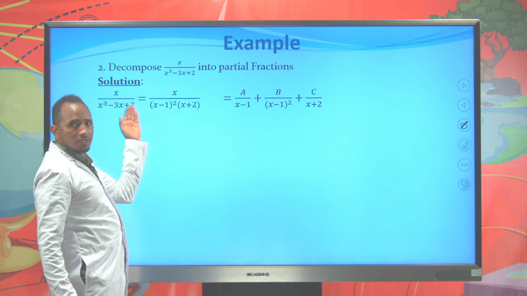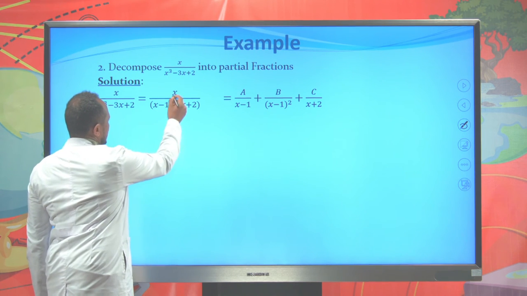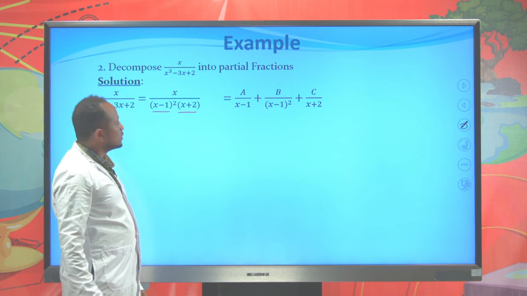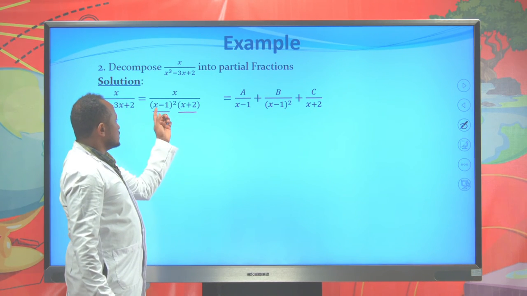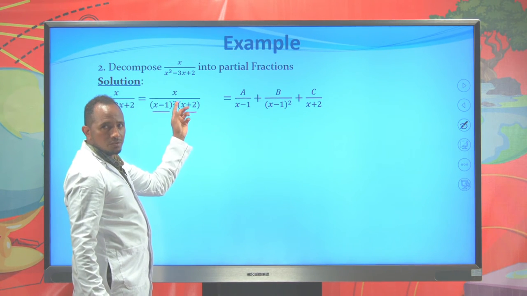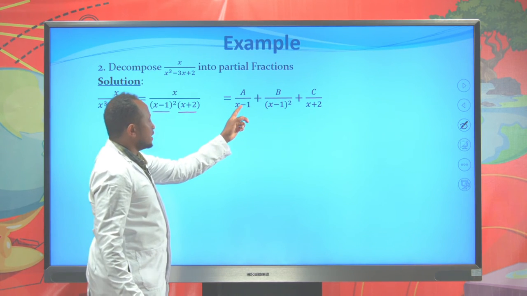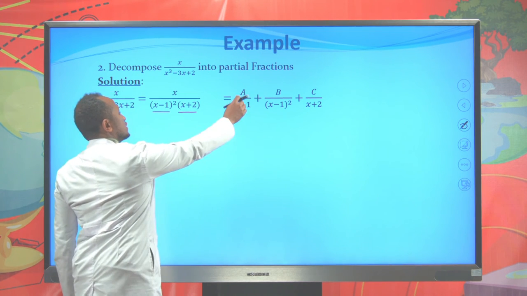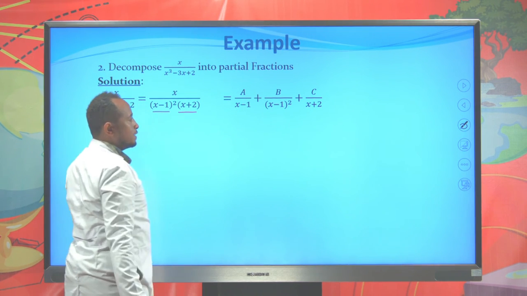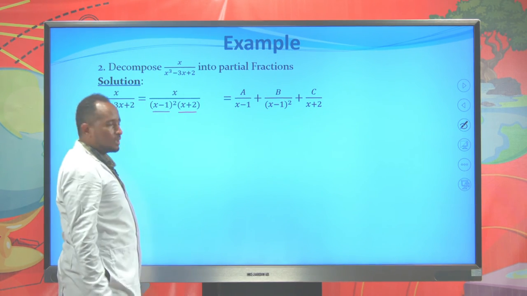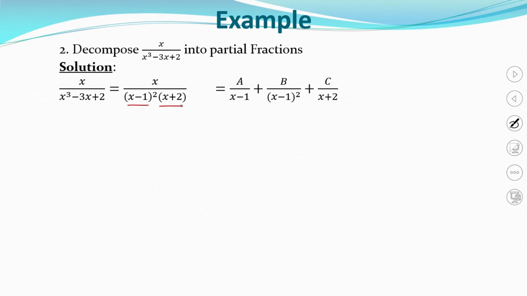After this, we have x over x cubed minus 3x plus 2, which is simply x over x minus 1 squared times x plus 2. Since x minus 1 is squared, you have these terms for x minus 1 and x minus 1 squared, using the guideline of the table. The terms are linear, so you take a constant number on the numerator. Therefore, a over x minus 1 plus b over x minus 1 squared. For x plus 2, another constant in the numerator, c over x plus 2.